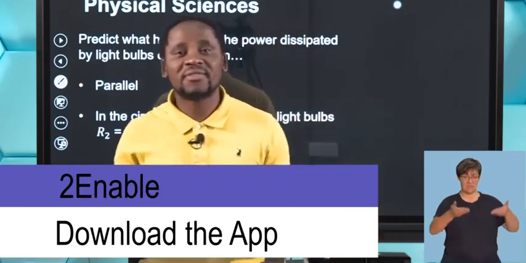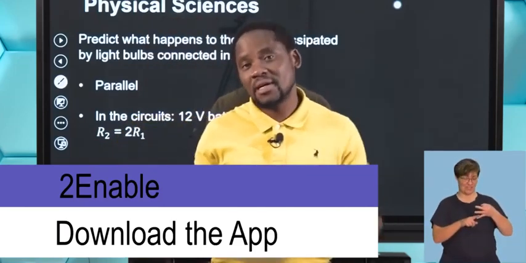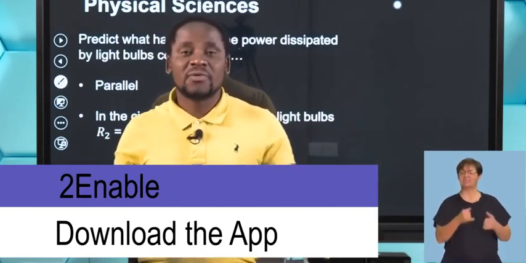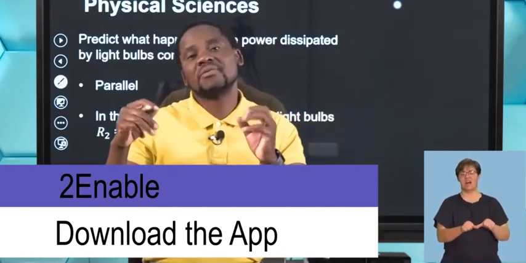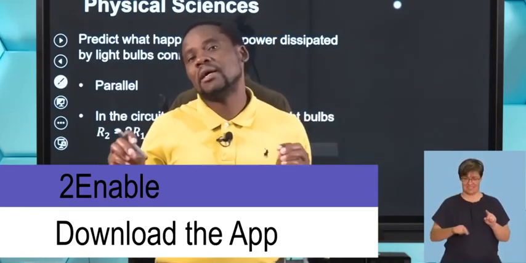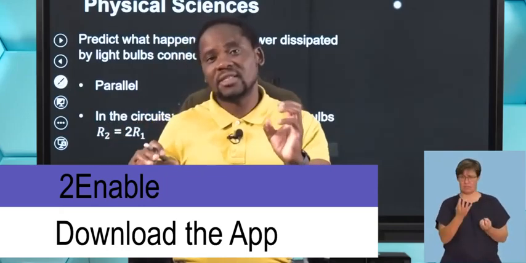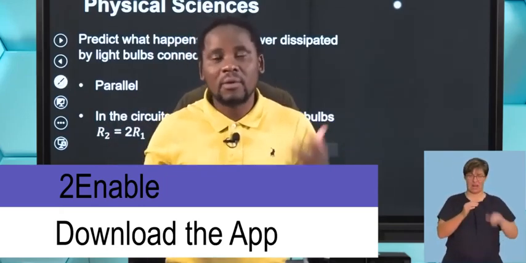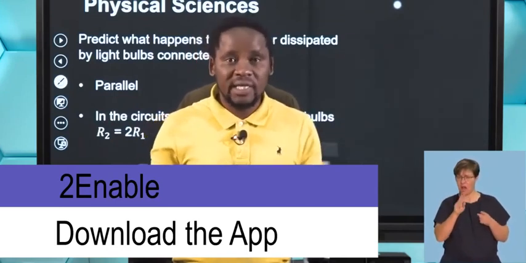Welcome back to our third and final segment. We're still looking at power in circuits. So now we've managed to look at a scenario where we've got two light bulbs. One has got double the resistance of the other, and see how the power works out in that circuit.